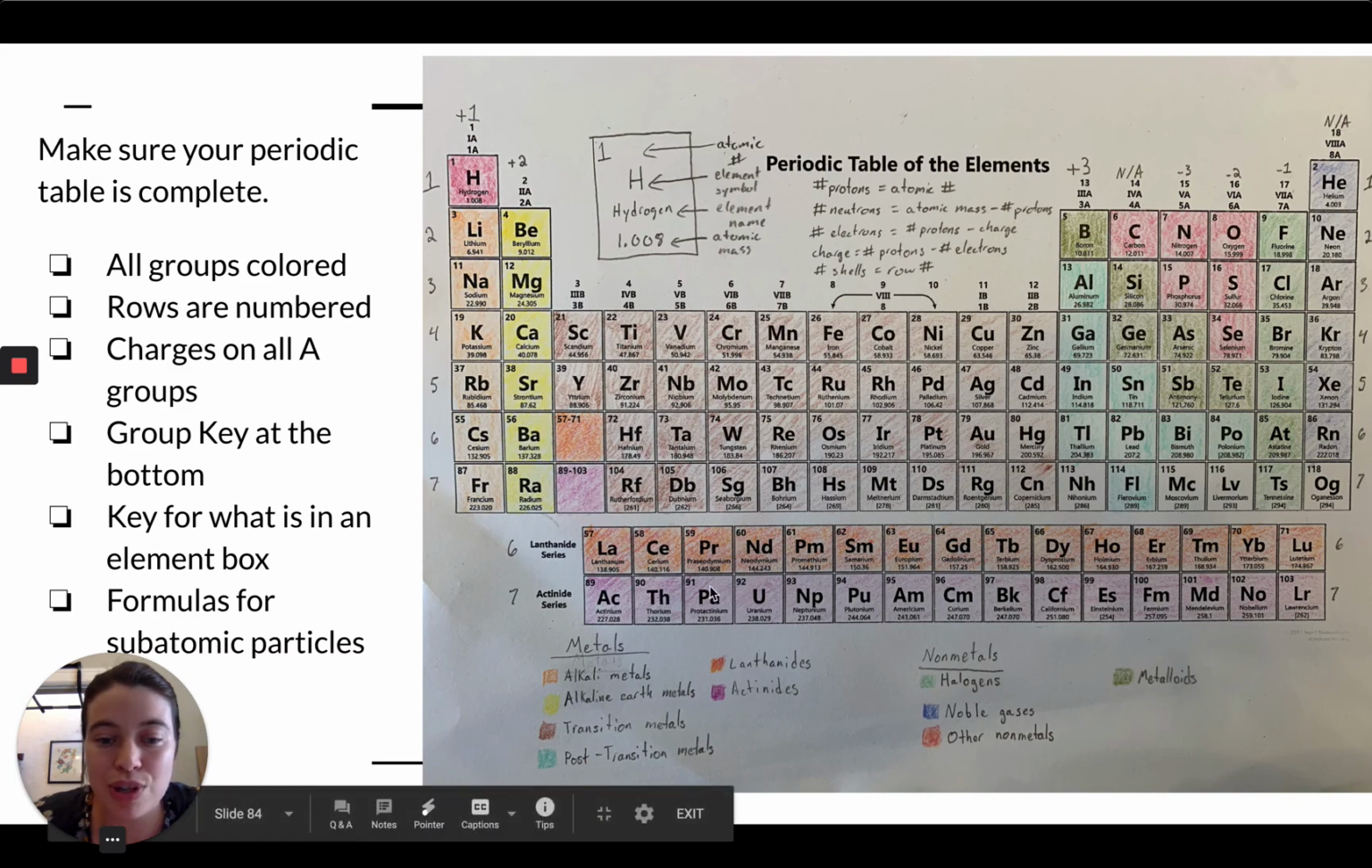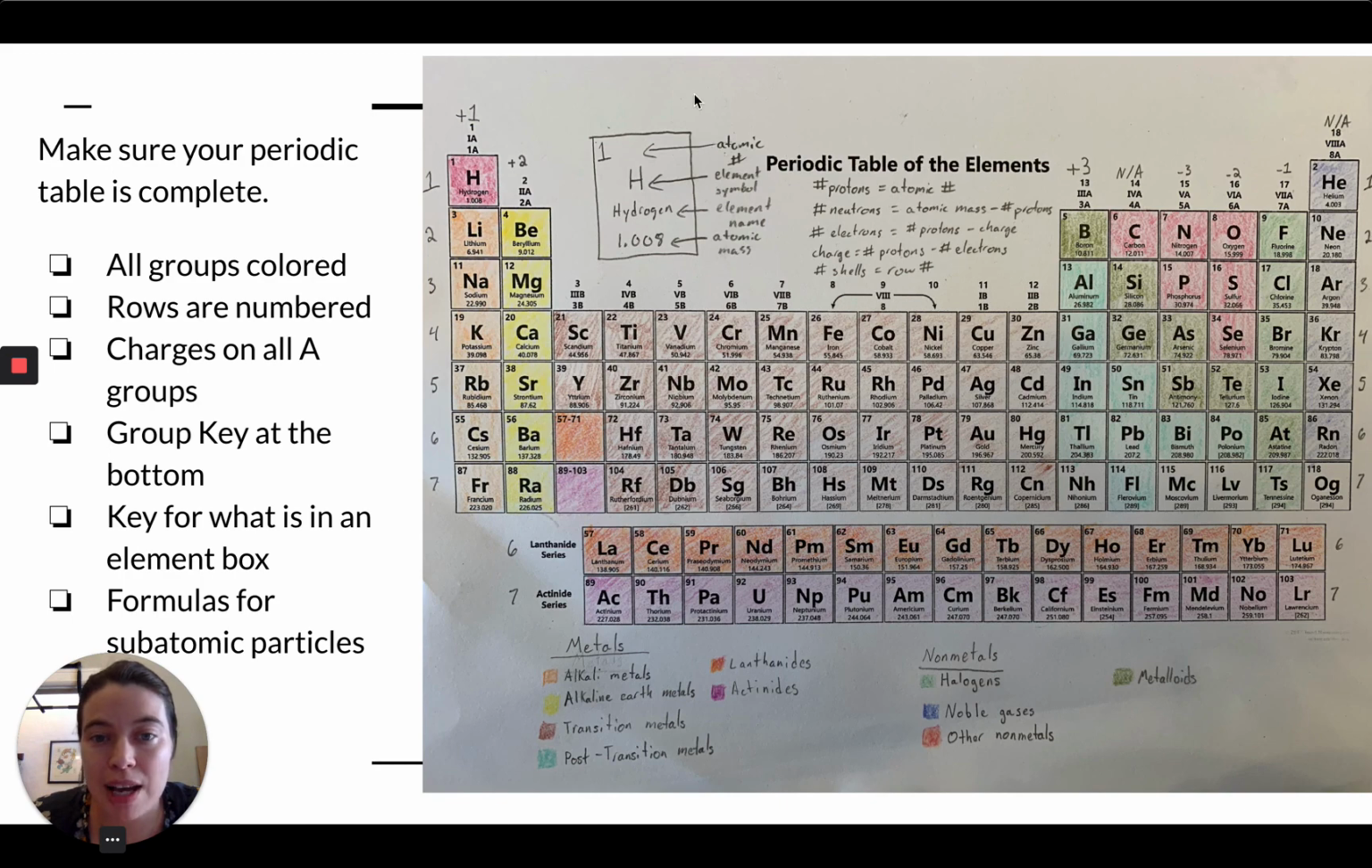At the very bottom, you should have a key for each of the groups so that you can identify each of these groups. That should be separated into the metals and the nonmetals. And of course, metalloids are sort of neither. They're in between being a metal and a nonmetal. At the top, you should have a key for what is in an element box, including the atomic number, the element symbol, the element name, and the atomic mass. And you should have the formulas for how you figure out the number of protons, neutrons, electrons, the charge, and the number of shells for any atom. And at this point, your periodic table should be complete. If you're missing any of those things, pause now, complete the periodic table, and hit play when you are ready to continue.